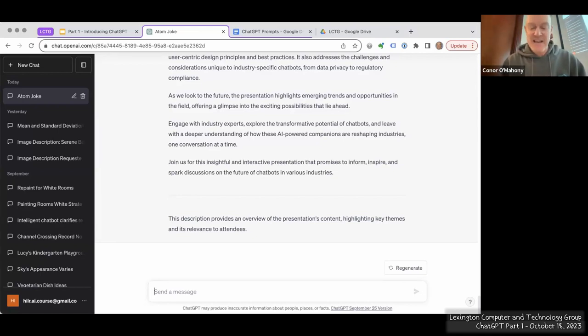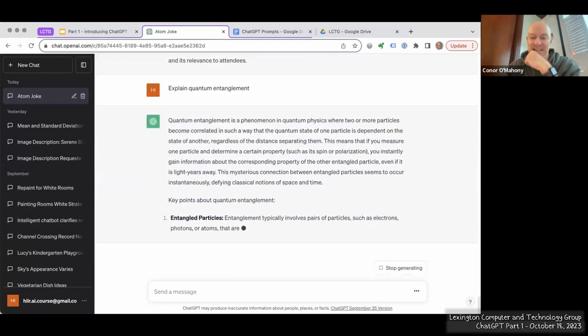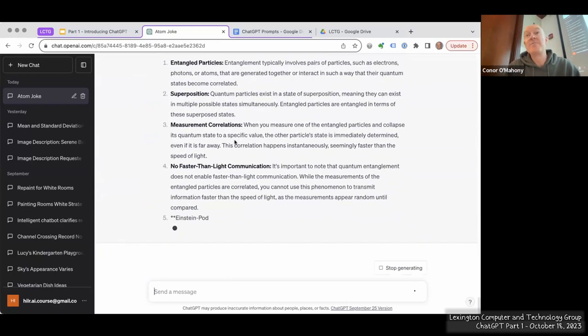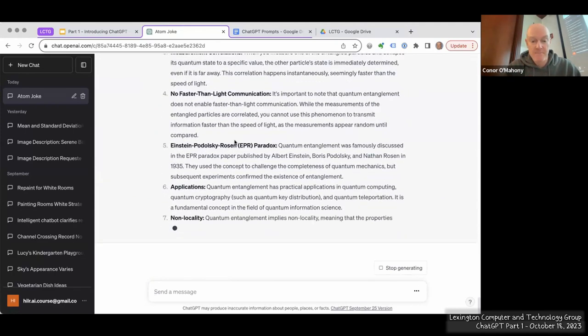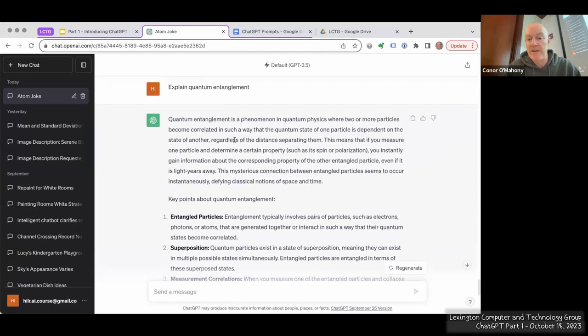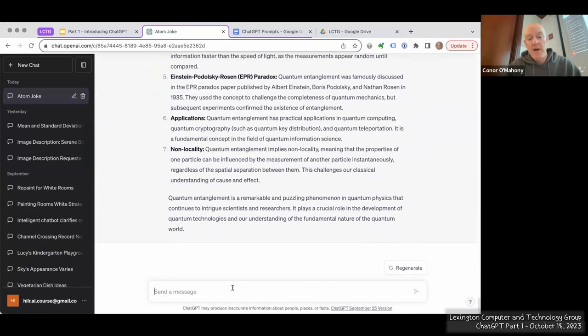Okay, let's go and have some fun here. Explain quantum entanglement. Yeah, so it is pretty good if you read this. It's given a pretty long description of quantum entanglement here, and it's pretty reasonable if you read through it. But if you're like me, you're like, okay, I don't get it.